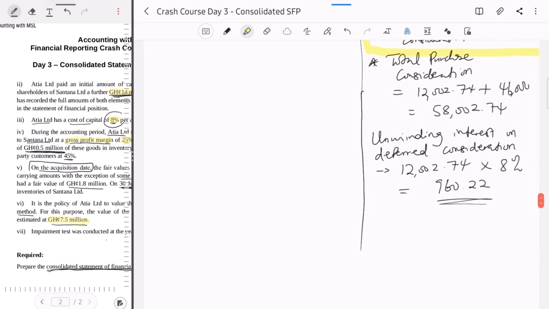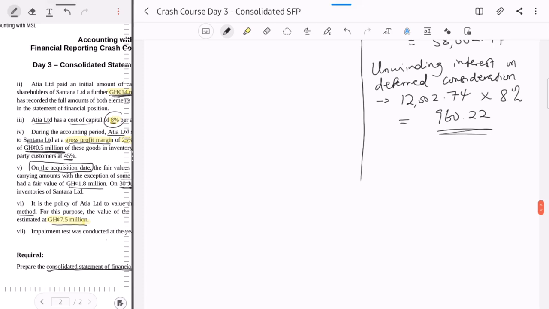Let's do the next one here. So for unwinding interest, see it like this. It is called unwinding because, let me make you understand, you have brought something to present value. Your job is to what? Increase it by a certain time value effect such that by the time the future date arrives, the figure that you have to pay is what will be in your payable figure.